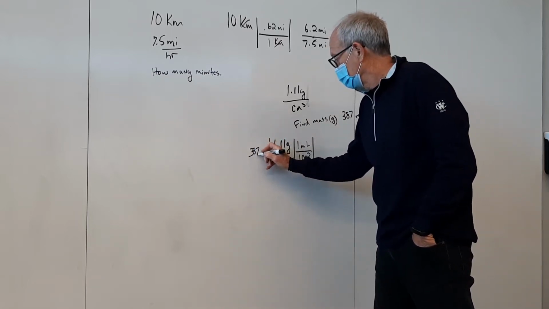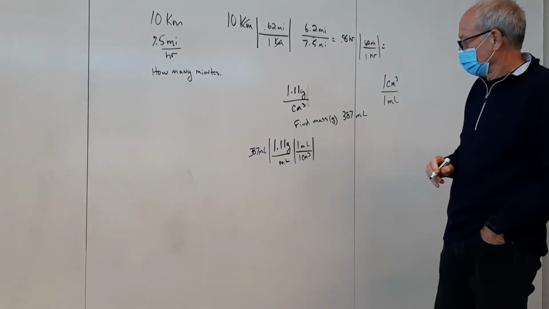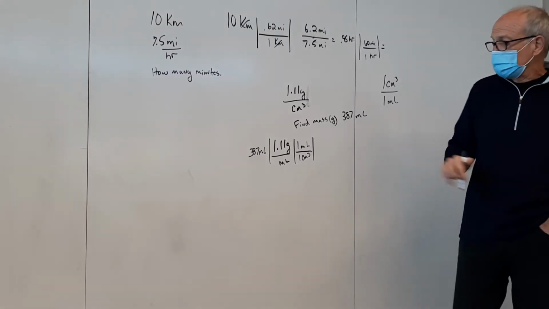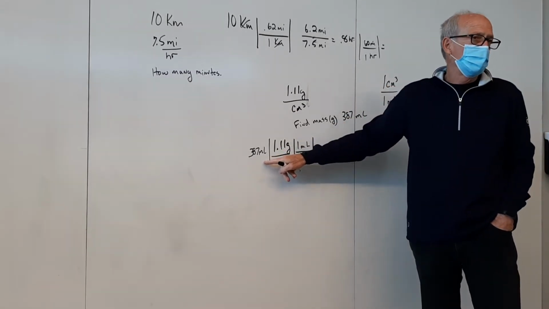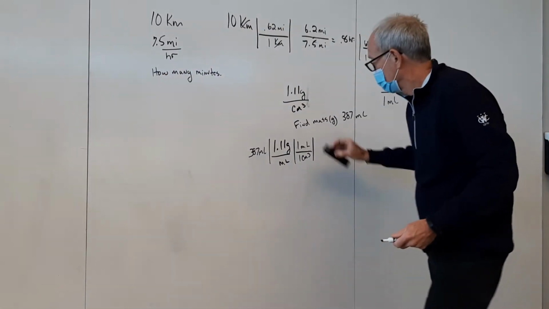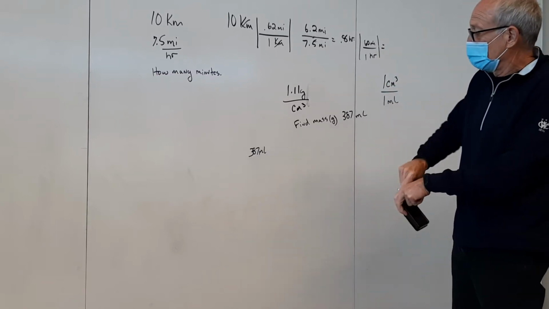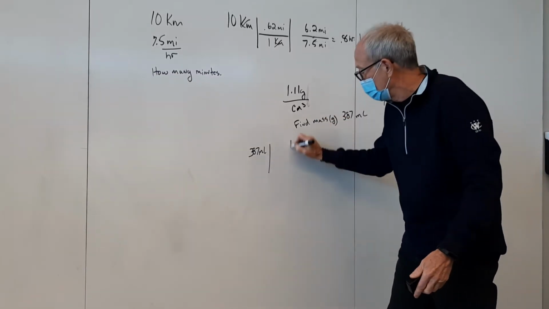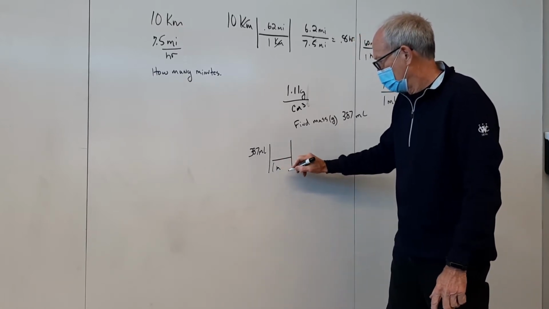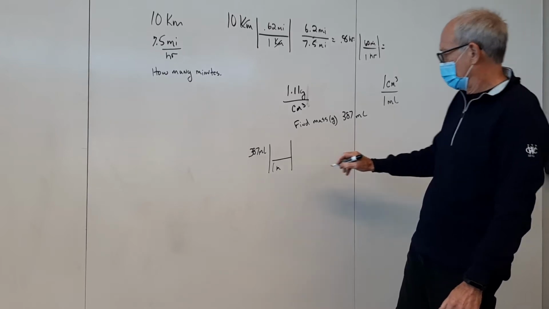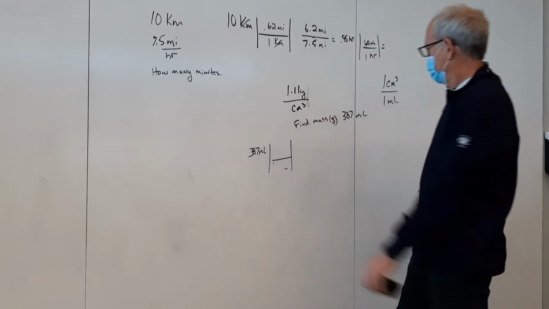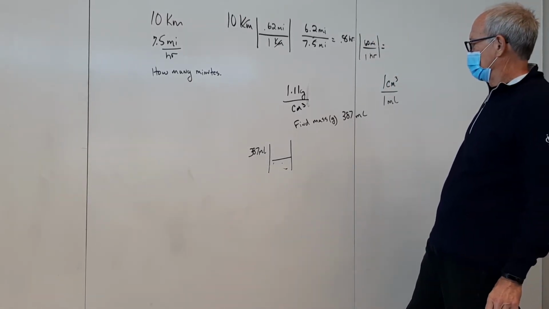Why are you putting the centimeters cubed on the bottom? Because I'm going to use this eventually. Okay. So I should have started with 387 milliliters and then changed that to centimeters. So let me just do that. I got 387 milliliters. I want to get it to centimeters.